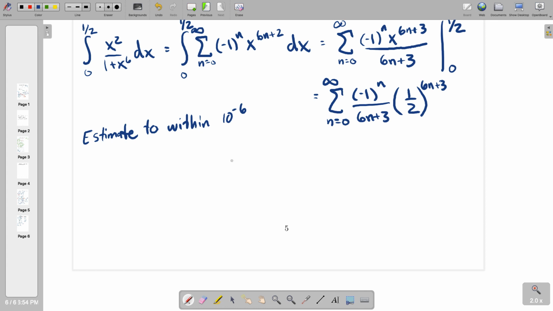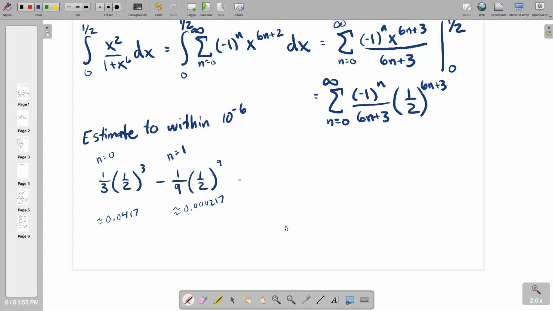So let's start plugging in values of n. So for n equals 0, we would get 1 over 3 times 1/2 to the third. Then if you let n be 1, you're going to subtract 1 over 9 times 1/2 to the 9th. And now as I'm going, I'm going to kind of keep track of how big these are approximately. So this is 0.0417. This one is 0.000217. So this is small, but definitely not smaller than this.